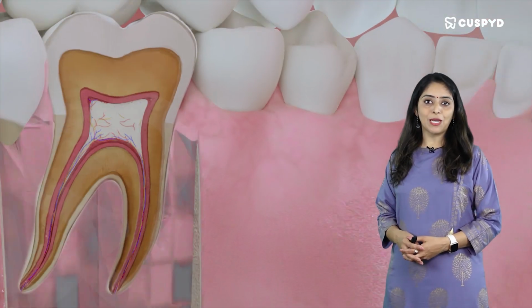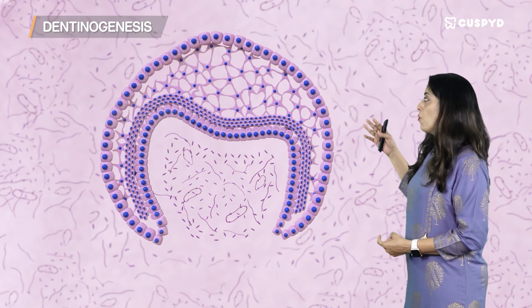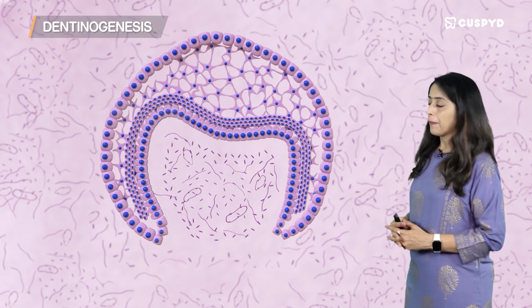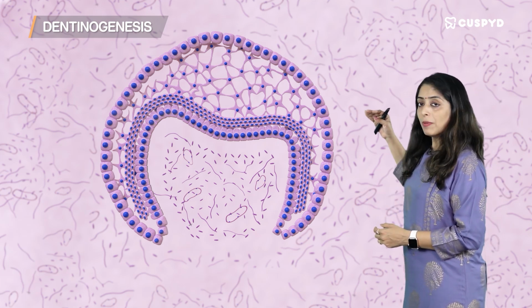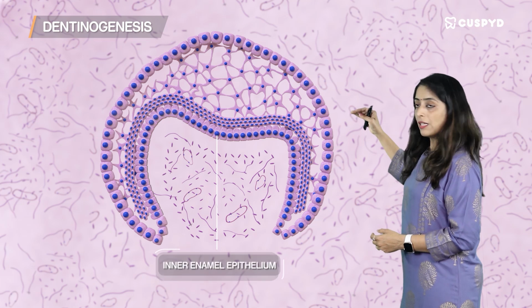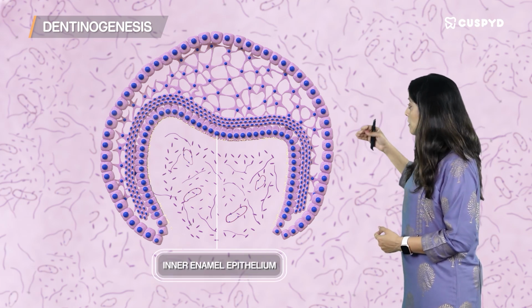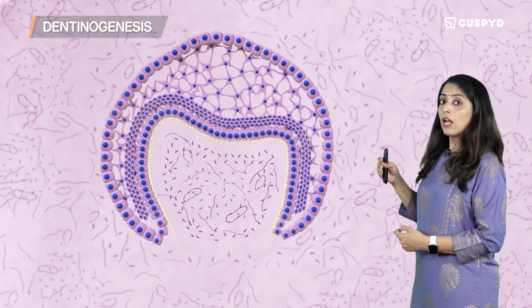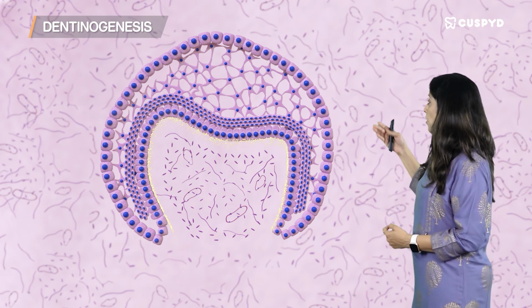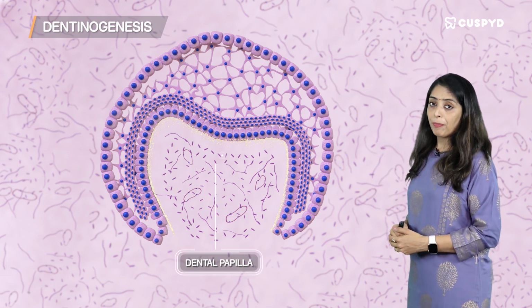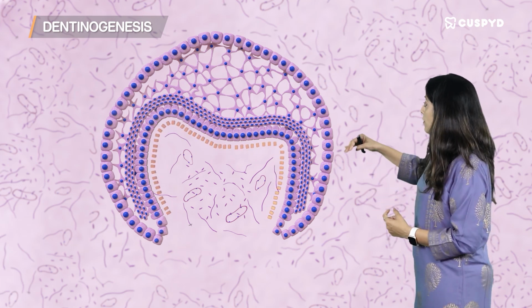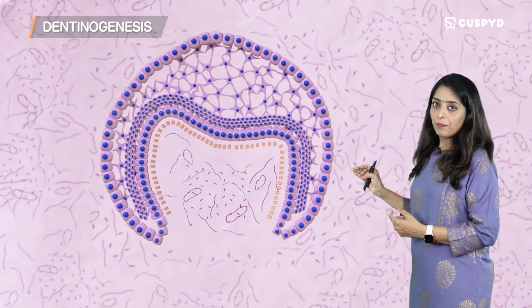Let us study about the chapter of dentin today. Let us go on to the development of the tooth to understand dentinogenesis. During the early bell stage, these inner enamel epithelial cells start stimulating the cells of the ectomesenchyme, and they have an inductive influence on the cells of the dental papilla. This causes the cells of the dental papilla to organize on the inner aspect of the cap.